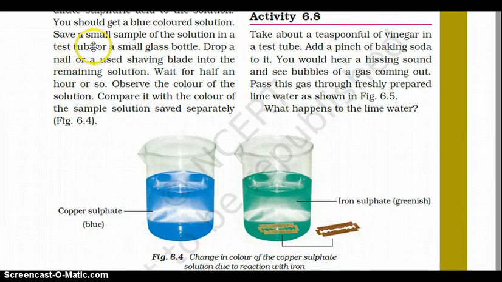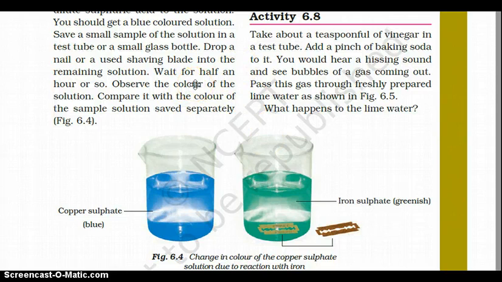Now save a small sample of solution in a test tube or a small glass bottle. Drop a nail or a used shaving blade into the remaining solution. So you have to add a piece of iron into it. Now wait for half an hour or so.